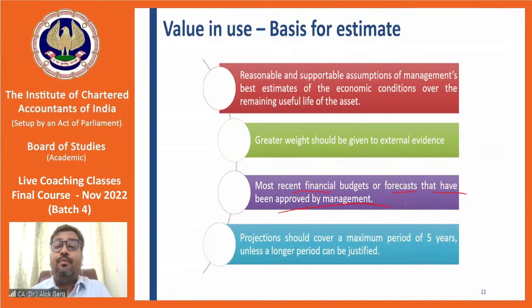Projection, and sir, what could be the length of the projection? The length of the projection should be a maximum of 5 years, right? Sir, can we do the projection for 20 years, 30 years just to avoid the impairment? Answer is no. Standard says that you have to calculate the value in use, you have to estimate the cash flow projection for a maximum period of 5 years, until and unless going beyond 5 years is justified. So it should be for a maximum period of 5 years. Okay.